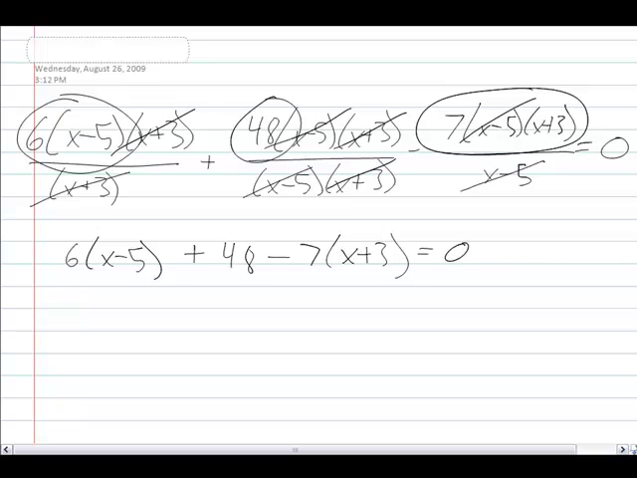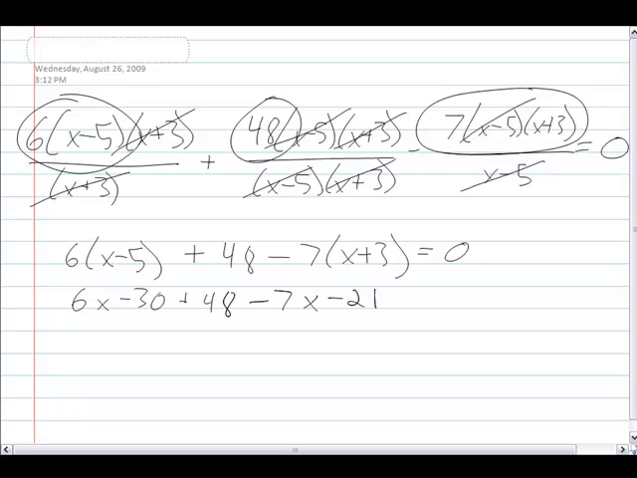Now we just need to solve the resulting equation. So we'll have 6x minus 30 plus 48 minus 7x minus 21. Remember, when you're distributing the 7, it's the negative 7 too. You don't want to forget that. That negative distributes to each as well, all equal to 0.